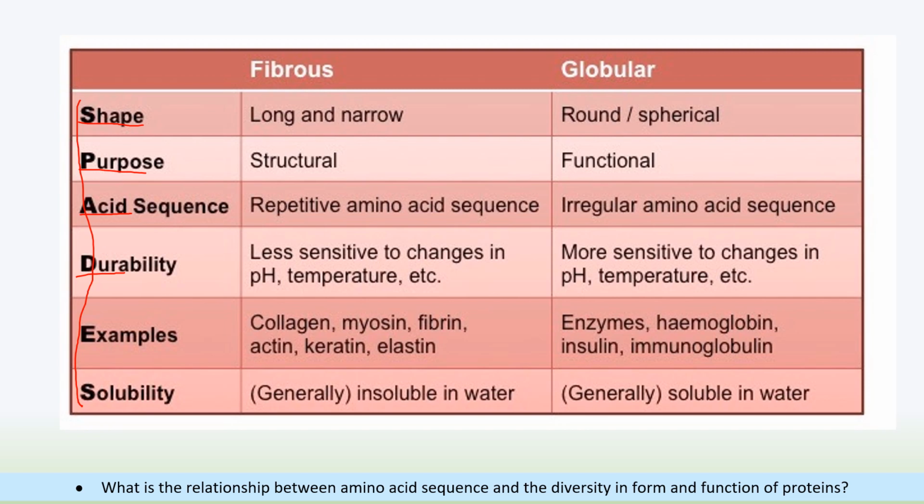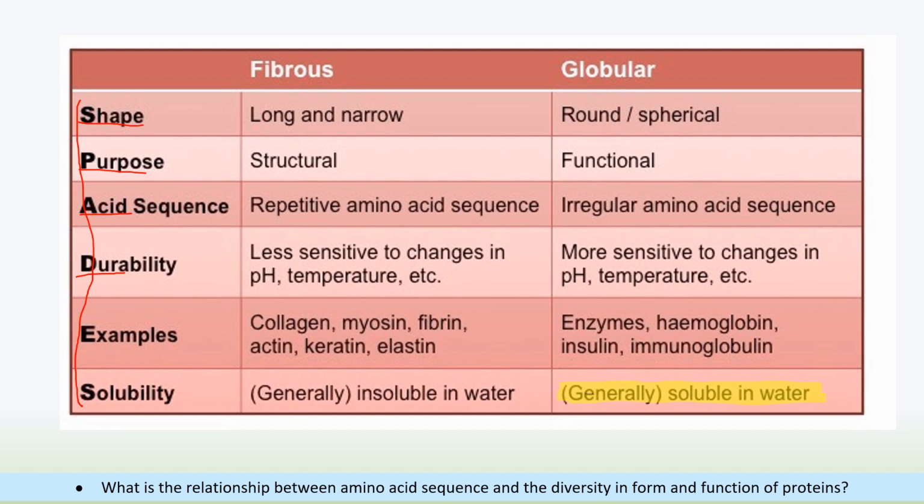So fibrous is insoluble in water, whereas globular is soluble in water. What do we mean by soluble for globular? Well, what we mean is it will interact. It doesn't necessarily mean it's going to completely dissolve in water. It means that it will interact with the water. It will bond with the water molecules to allow it to react and basically use water for different things. Okay, so there it is. Quite a lot of information there.